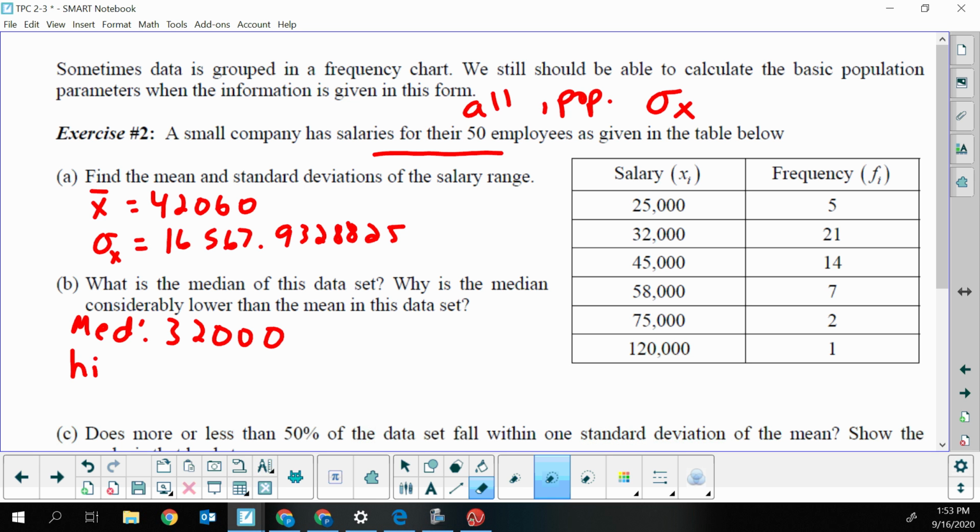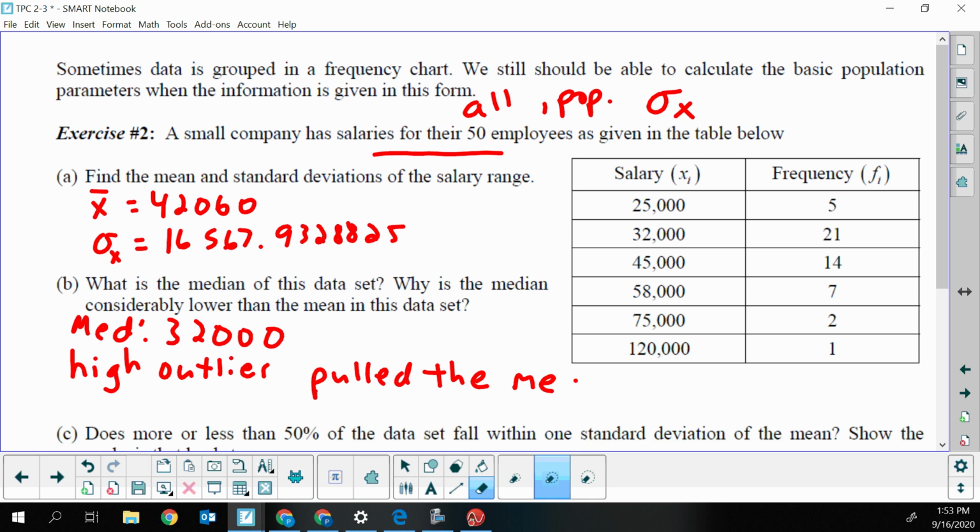So a high outlier, instead of made, let's say pulled the mean higher. If you look at the chart, it's that 120,000. The other ones are more compact, but 120,000, that's 45,000 away from the next closest. And the range from the 25,000 to 75,000 is only 50,000, so that's a big gap. So that's why that one's an outlier.